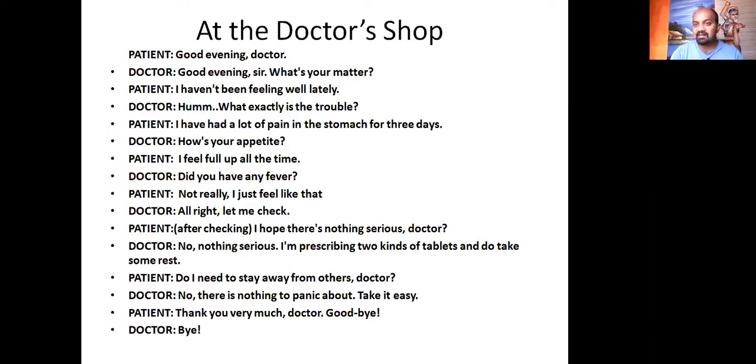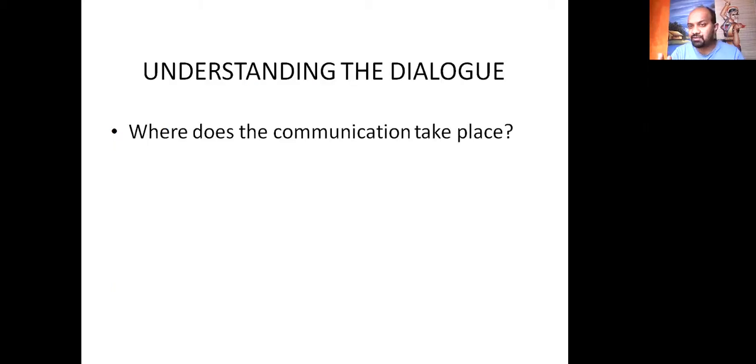This is the conversation between these two. Let us understand the conversation. Where does the conversation take place, between whom? It takes place at a doctor's shop and between a patient and a doctor. How did the patient deal with the doctor, or how did the doctor deal with the patient? What kind of situation is this?